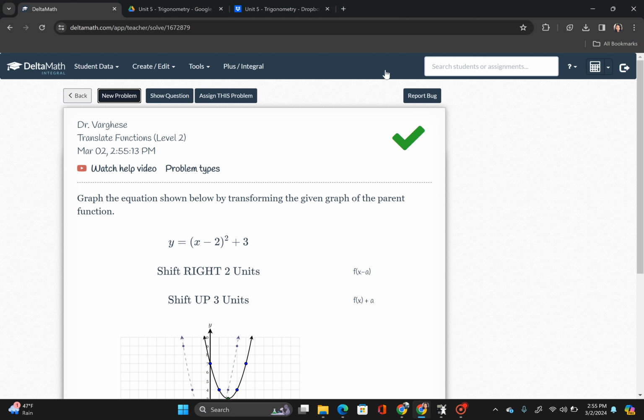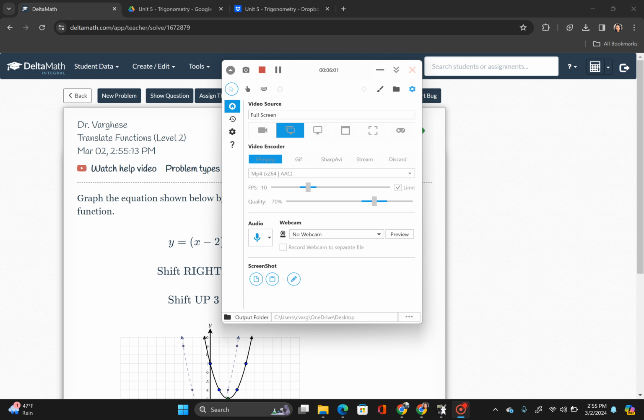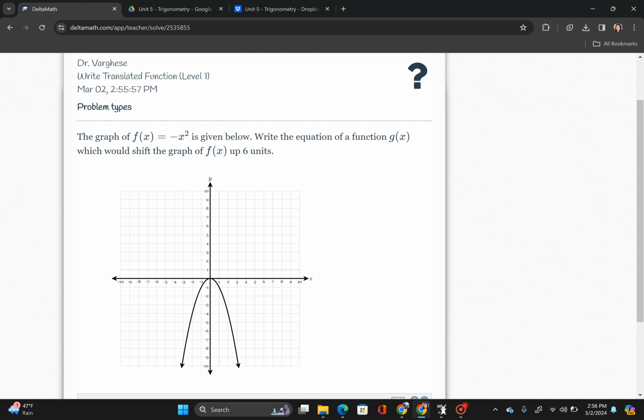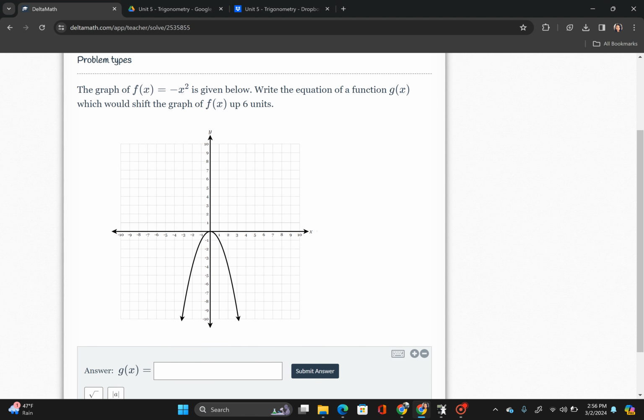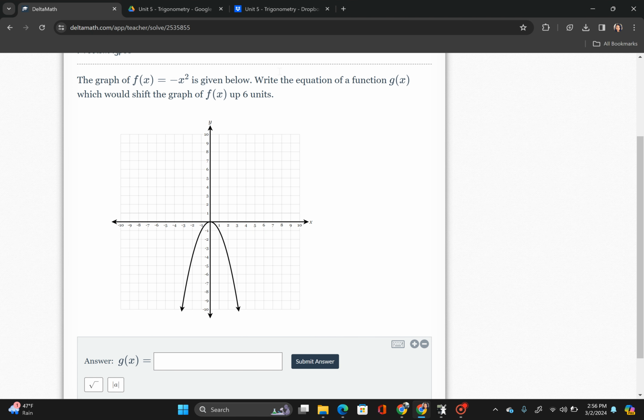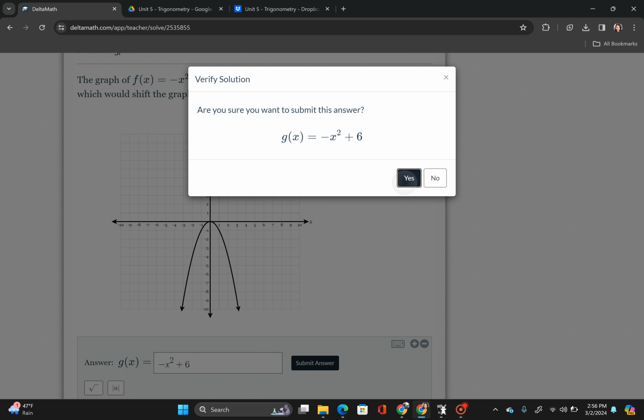All right, the next thing we're going to do is writing translated functions, okay, level 1. So we have our graph, which is negative x squared, and it says write the equation of a function g of x that would shift the graph f of x up 6. So I'm going to write negative, it's still x squared, to the second power. Okay. And then if I'm shifting it up 6, all I have to do is put plus 6, right? Because it's going up and that's going to be hanging at the end. I'm going to hit enter and I get it correct.